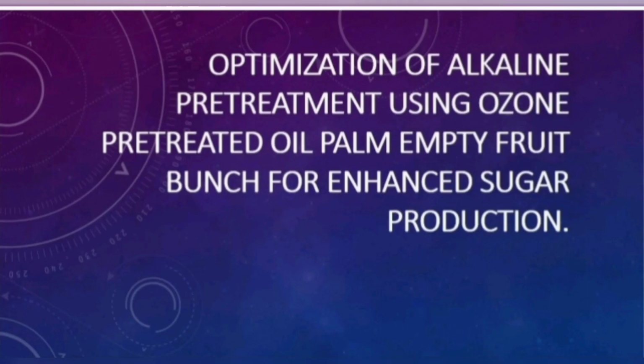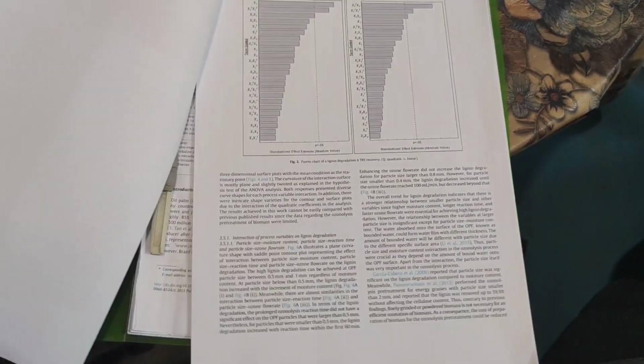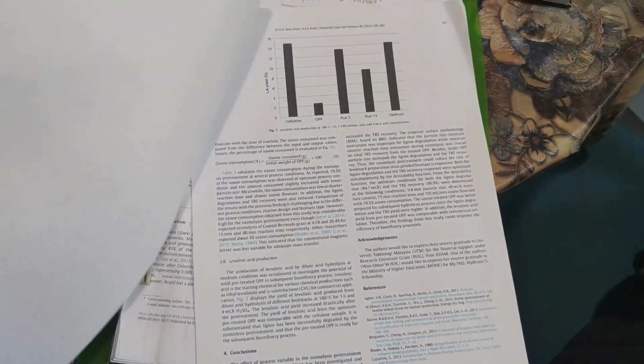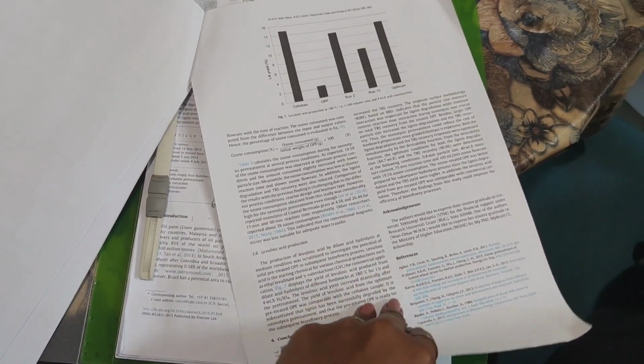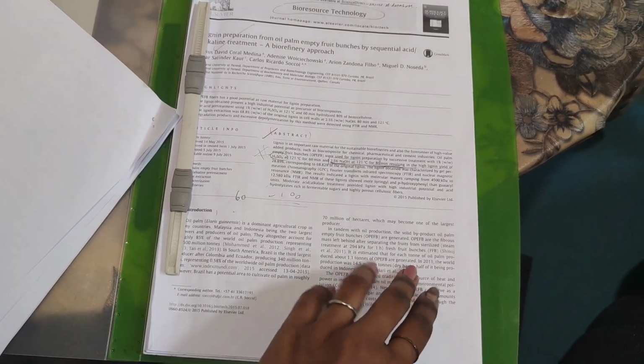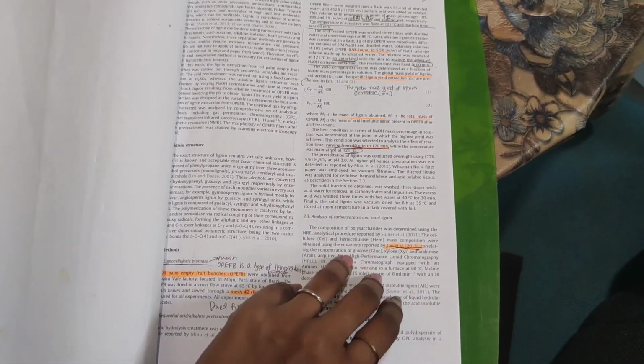The task given to me was to conduct an experiment to obtain enhanced sugar from the ozonated empty fruit bunch by alkaline pretreatment. Journals and articles are nothing but basically a complete record of a successful experiment that has already been conducted by someone. Anybody can publish a journal or an article as long as we have conducted an experiment and have obtained a successful result. Journal finding was also one of my important tasks.